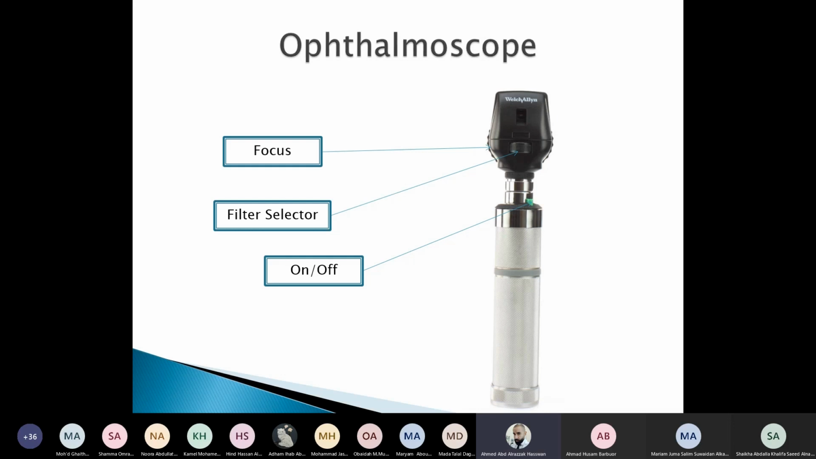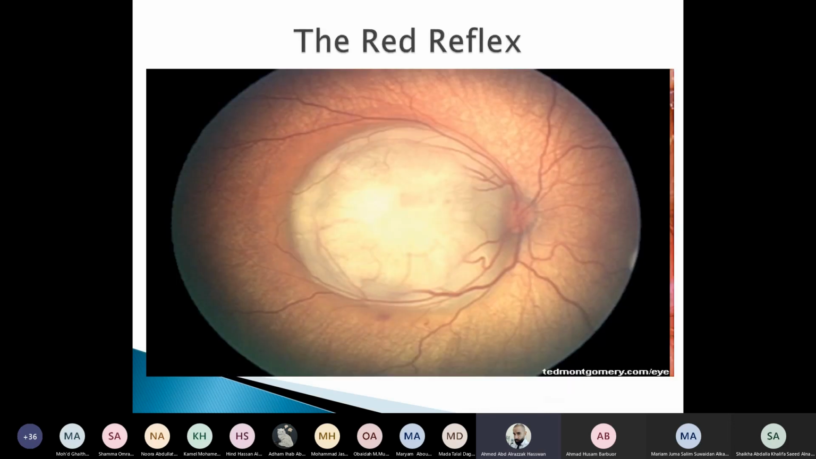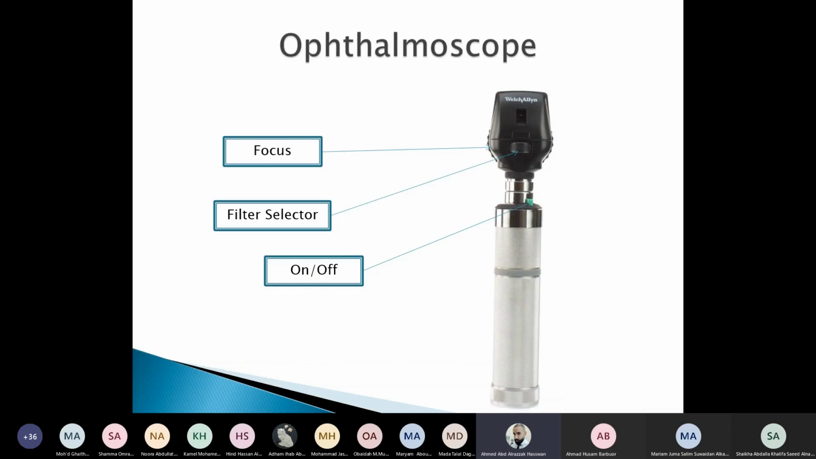If you look at the checklist, the fundoscopy checklist is divided into three major parts. The first one is preparing the equipment and making sure the light and everything is functioning well. The second part is called the red reflex. And the third part is the examination of the fundus of the eye.